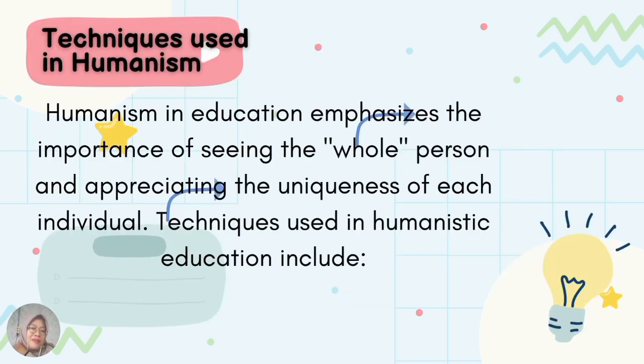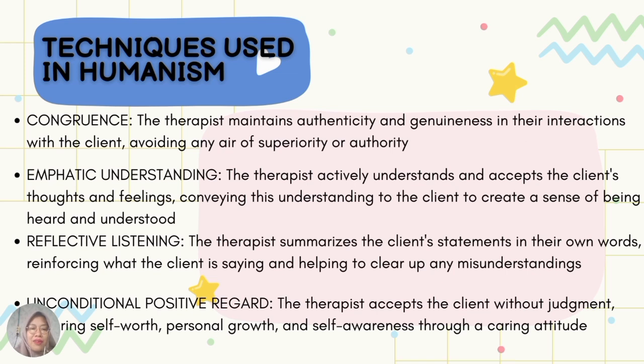Okay. There are some techniques used in humanism. Humanism in education emphasizes the importance of seeing the whole person and appreciating the uniqueness of each individual. Techniques used in humanistic education include congruence. Congruence: the therapist maintains authenticity and genuineness in their interactions with the client, avoiding any air of superiority or authority. The second is empathic understanding. In this technique, the therapist actively understands and accepts the client's thoughts and feelings, conveying this understanding to the client to create a sense of being heard and understood.